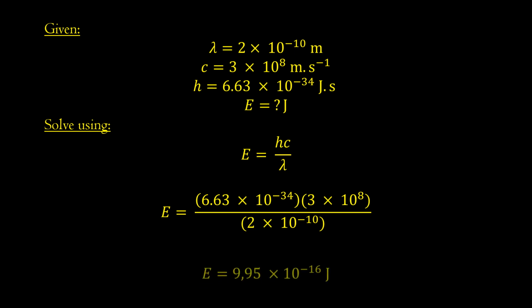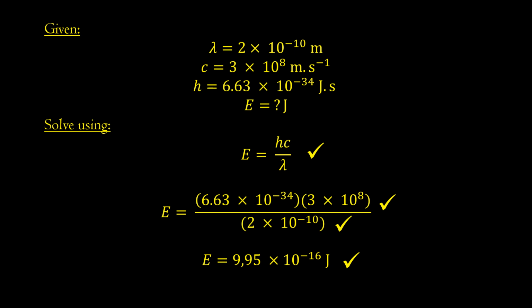So if you put this in a calculator, we find that the answer is 9.95 multiplied by 10 raised to the power of minus 16 joules. So this is where your first mark will go for providing the formula or the expression, identifying the right wavelength from the table, substituting the correct values into the expression, and now the final answer. So that is your 4 marks.